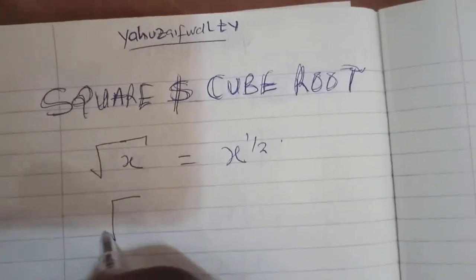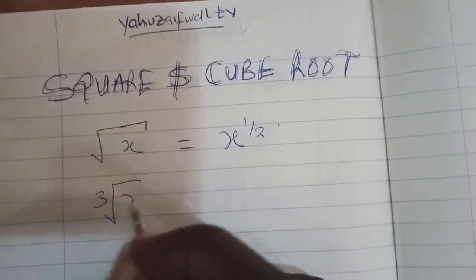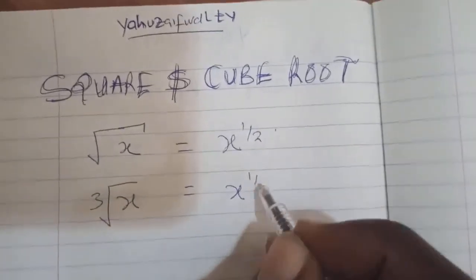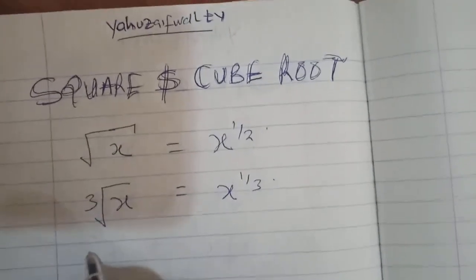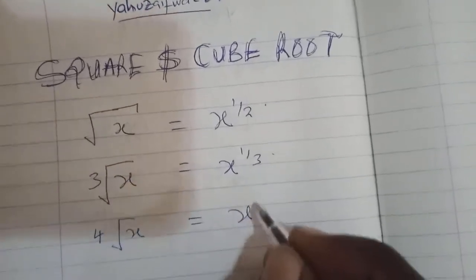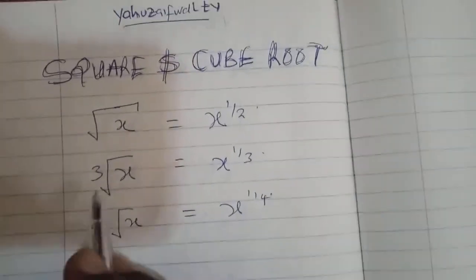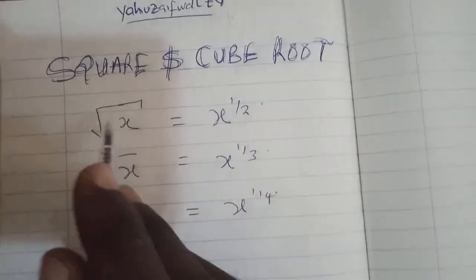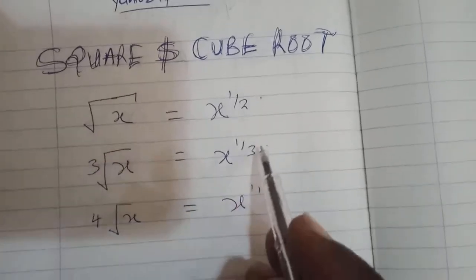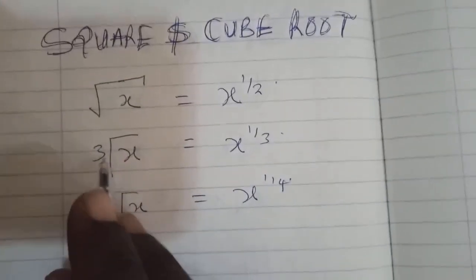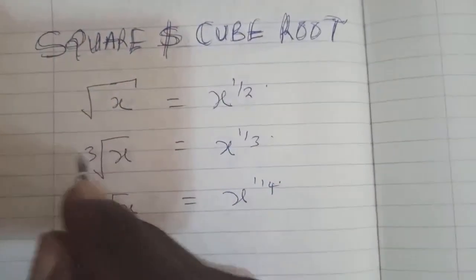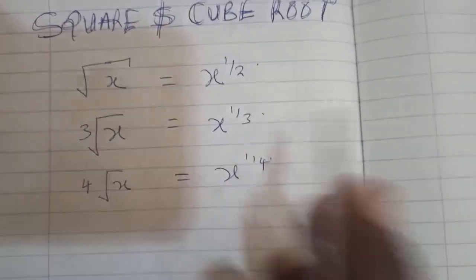If there is a number here, let's say 3, then we have the cube root of x, which is x raised to the power of 1 over 3. Again, we may have 4 here, then the fourth root of x is x raised to the power of 1 over 4. It depends on what you have here. If there is no number, it is only the square root. If there is a number, you call it the root. Maybe here is 3, so we have the cube root. Here is 4, so we have the fourth root. Our target is to get the square root and the cube root of a number.